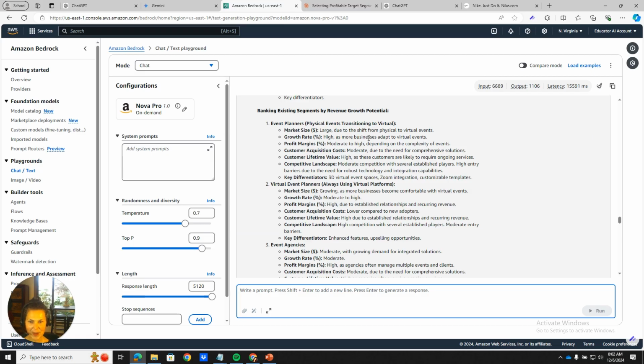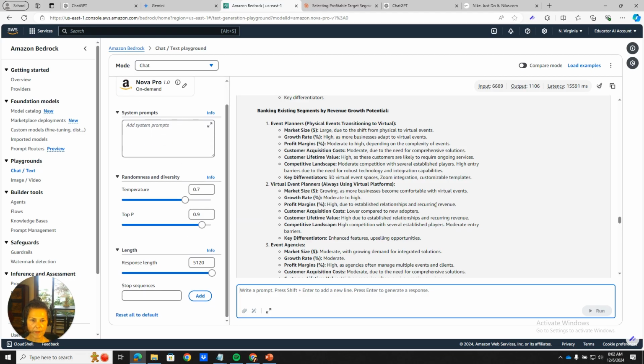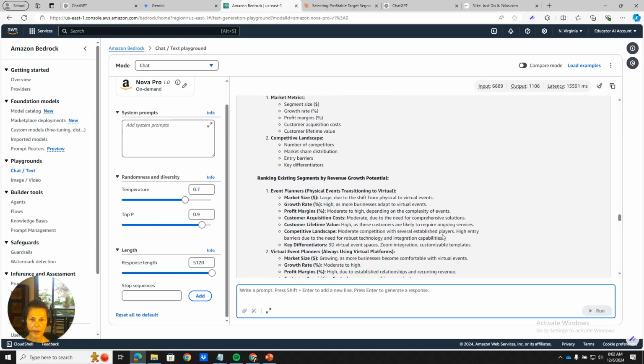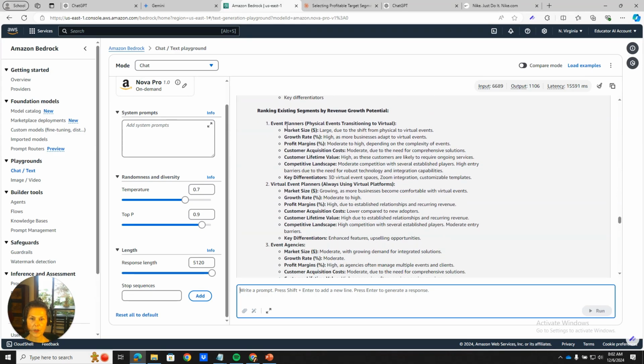I am using that today so we can see a sneak peek behind the hood here. I have entered my prompt. I needed to make sure that I adjust my response length for this tool to make sure that it's going to have enough characters to give me what I need. And their ranking starts with event planners and then virtual event planners.